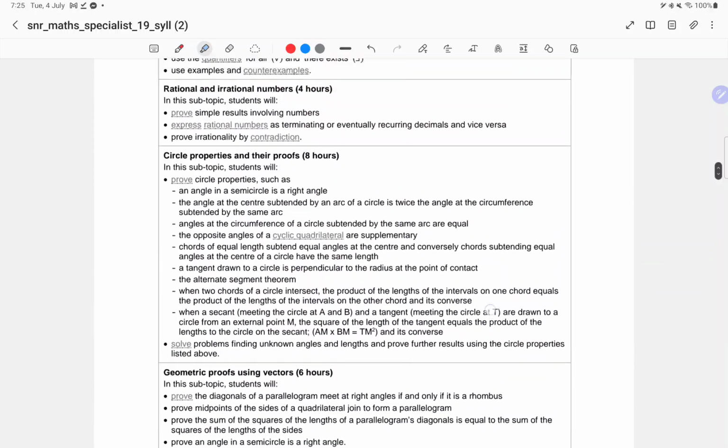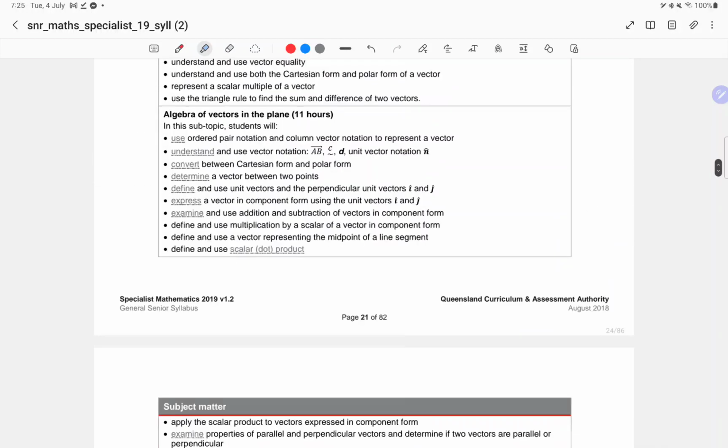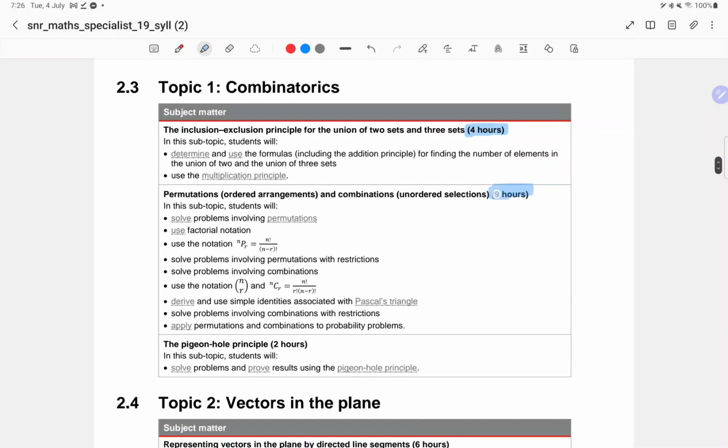Okay. What you want to pay attention to is first how long the table is. The longer, the more content, right? If you want an actual value of how long it is, look at the hours. Okay, so that's 15 hours in total. This is the estimated teaching time. They're supposed to spend 15 hours on these topics at school.